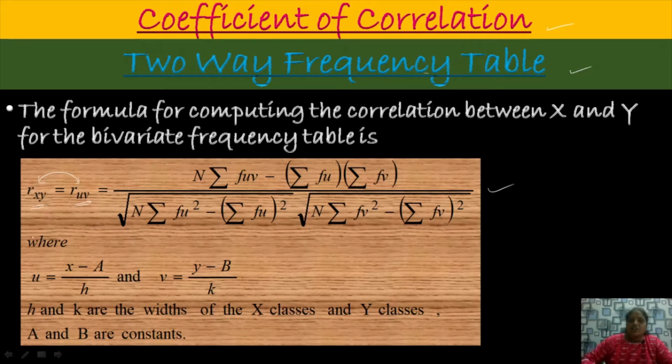Here, u is defined as x minus a over h, and v is equal to y minus b over k. Here h and k are the magnitudes of the class intervals of x and y, a and b are constants, and x and y represent the mid values in case of a continuous series.